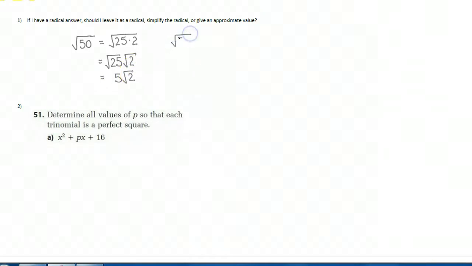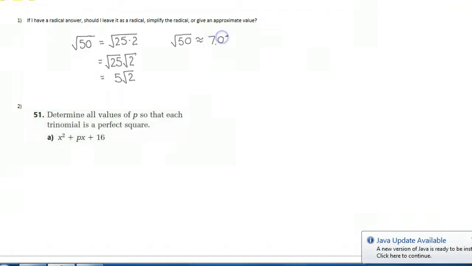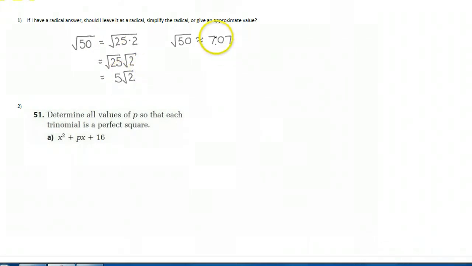Alternately, we could get our calculator out, and we could say root 50, and we get about 7.07. Don't forget that approximate symbol. So the question the student's asking is, can I leave it like this? Do I have to write it like this? Or can I write it as an approximate value? So at our stage, I expect you to either leave it as the answer here, so root 50, or if there's some reason to, we can convert it to a decimal.